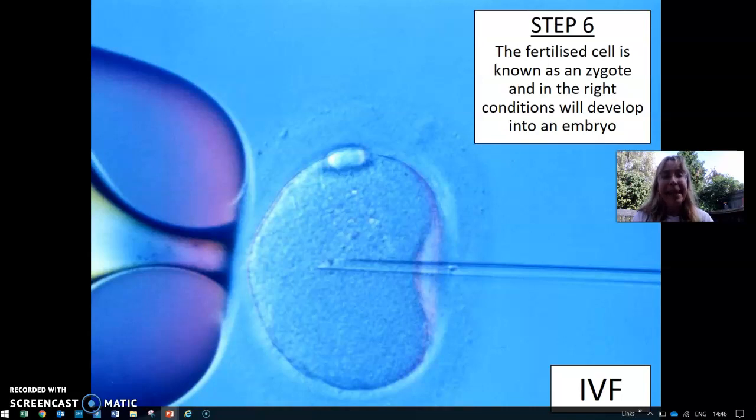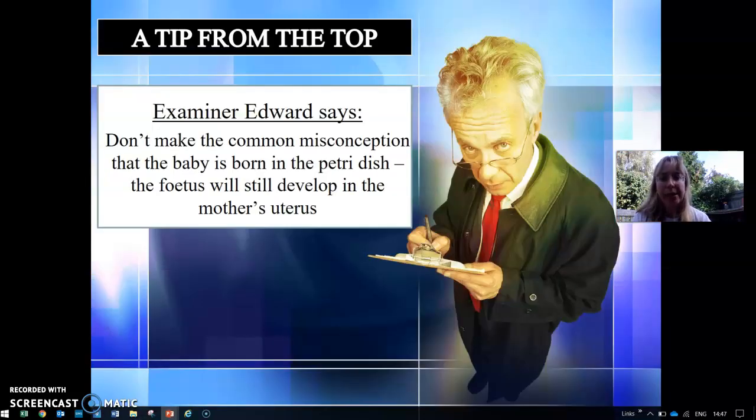Right, so in step 6, the zygote is allowed to develop into an embryo, and the scientists control those conditions very, very carefully to support this. Here we go, another misconception. The baby is born in the petri dish. Remember, the fetus is still going to develop inside the mother's uterus. So they choose the best embryos and implant them in the womb or the uterus of the mother. So the baby is not born in a petri dish.